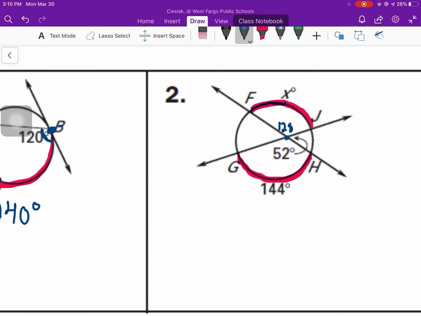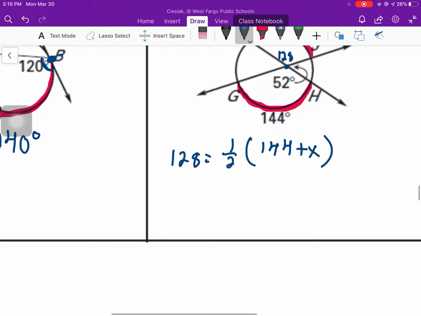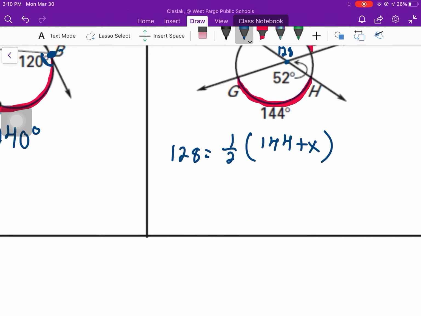Okay, since they're intersecting on the inside, I can say that that angle, 128, is equal to 1/2 times, since it's on the inside, I'm adding, so this would be 144 plus X. Okay, a couple of different ways we could do this. You could either multiply both sides by 2 or distribute your half, however you want to do it. Actually, I'm not going to distribute the half. I don't like doing that.